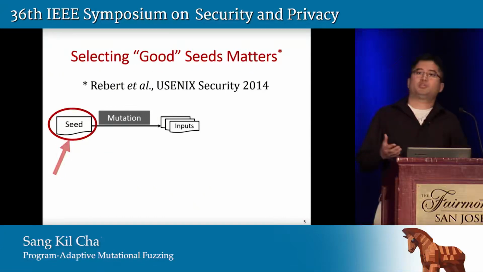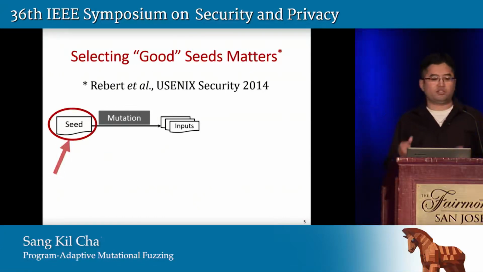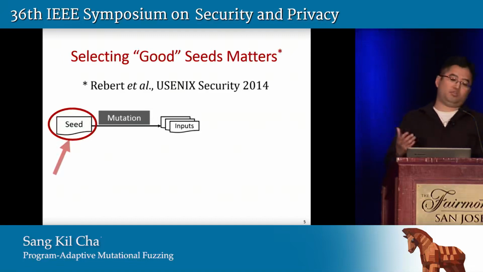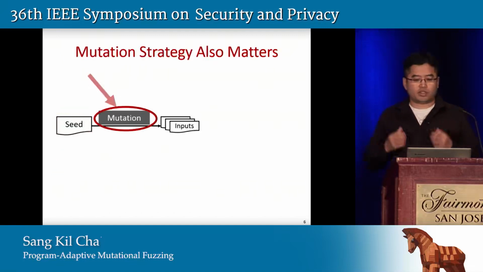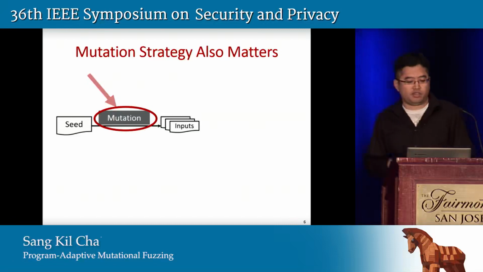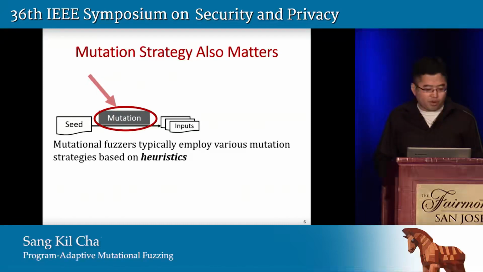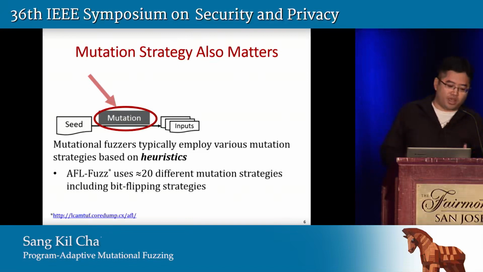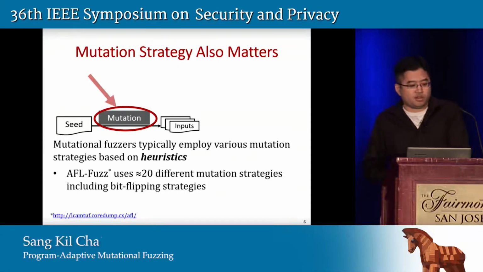For example, one of our previous works in this line of research showed that selecting good seeds matters. By selecting a good seed, we can generate a good set of test inputs that triggers lots of software bugs. And similarly, selecting a good mutation strategy also matters. Given the same seed, different mutation strategies will result in different sets of test inputs. Therefore, it is a common practice for mutational fuzzers to employ various different mutation strategies based on their own heuristics. For example, AFL, which is the state-of-the-art mutational fuzzer, uses 20 different mutation strategies.